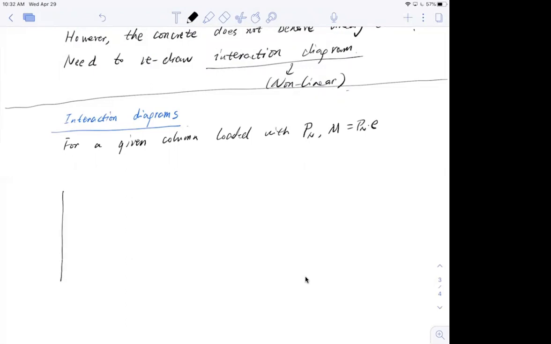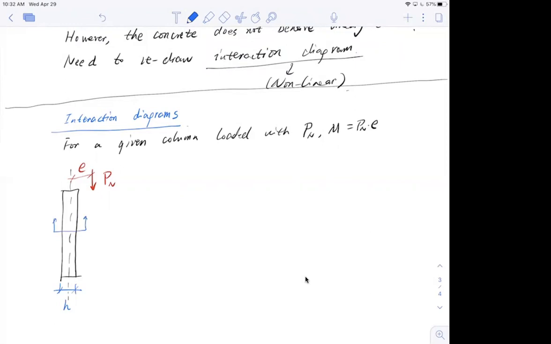So I have a column, and this is the center line of the column. Say I have a loading here with an eccentricity of e. And I have a dimension of this column, let's just say a dimension of h. Okay, h, and I'm going to do a cross-section cut.